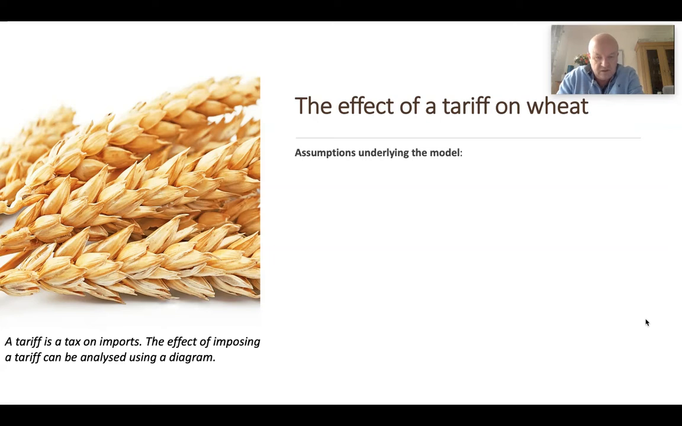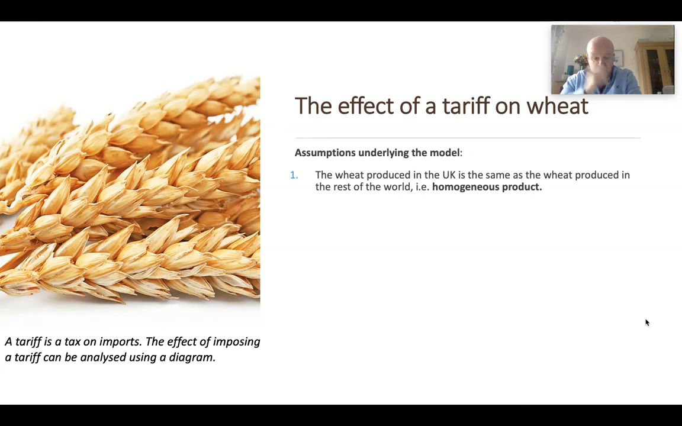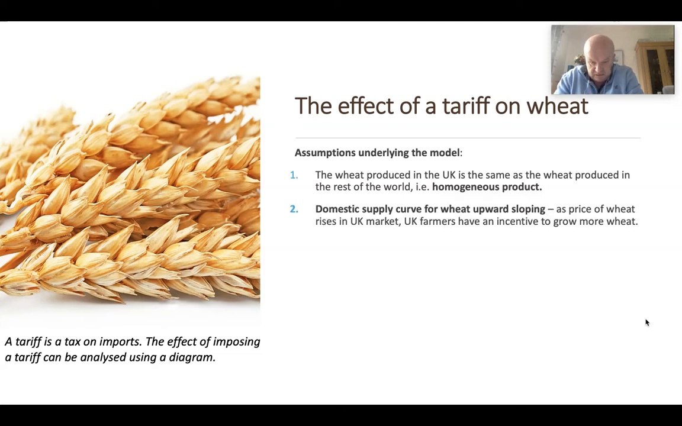concerned. So we're going to look at the effect of a tariff on wheat. Now in this instance, what we're assuming is that the wheat that's produced in the UK is the same as the wheat produced in the rest of the world, so it's a homogeneous product. Second thing is that the domestic supply curve for wheat is upward sloping, so as the price of wheat in the UK rises, then UK farmers have a greater incentive to grow more wheat, and as a result there will be further supplies as a result of that.